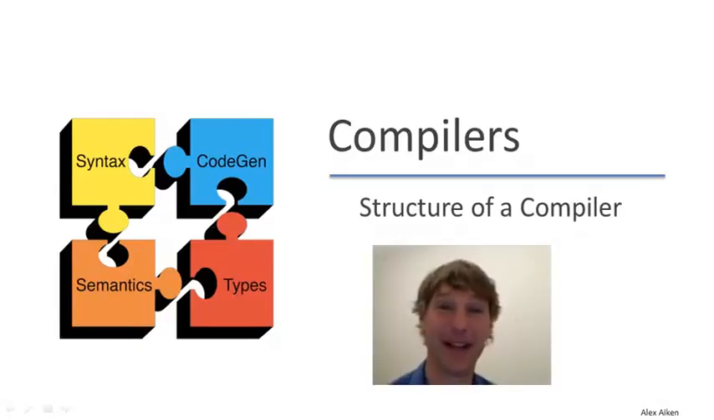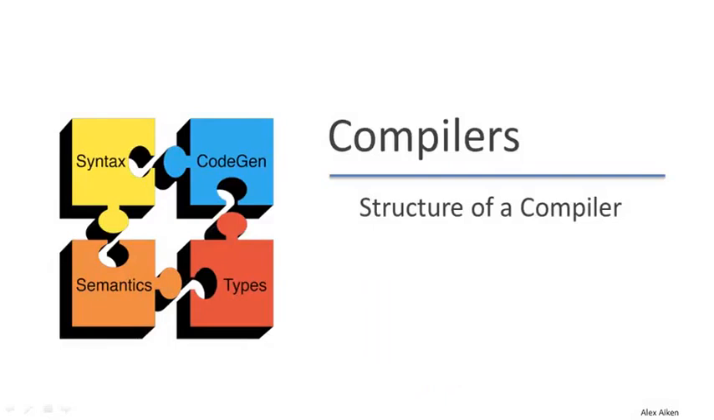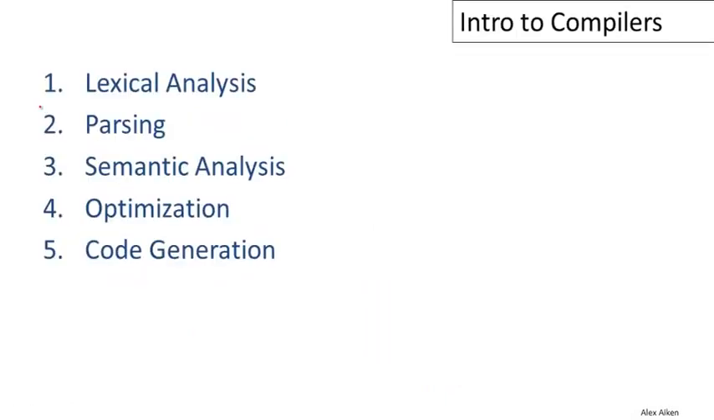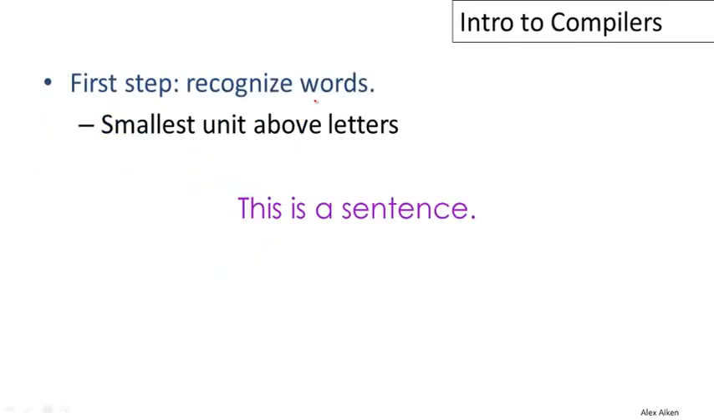Welcome back. In this second half of the lecture, we'll continue with our overview of the structure of a compiler. Recall that a compiler has 5 major phases: lexical analysis, parsing, semantic analysis, optimization, and code generation. Now we're going to briefly talk about each one, and we're going to explain how a compiler understands these with an analogy to how humans understand English.